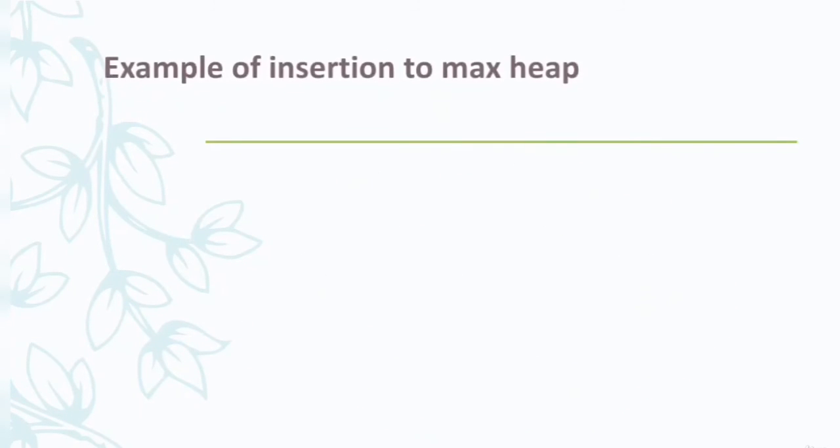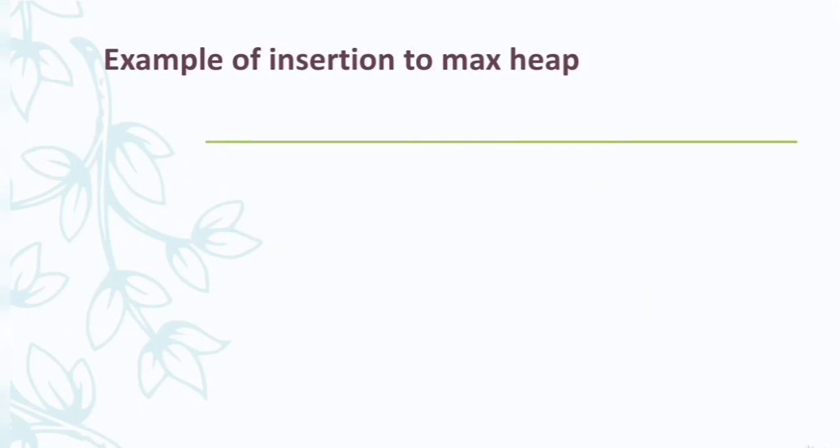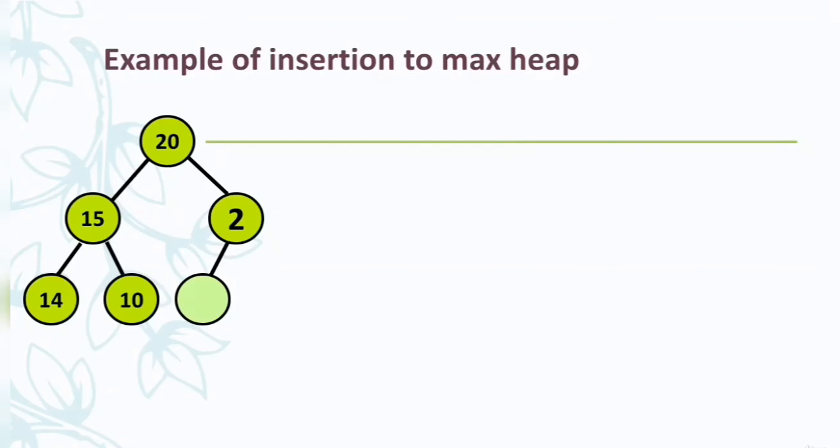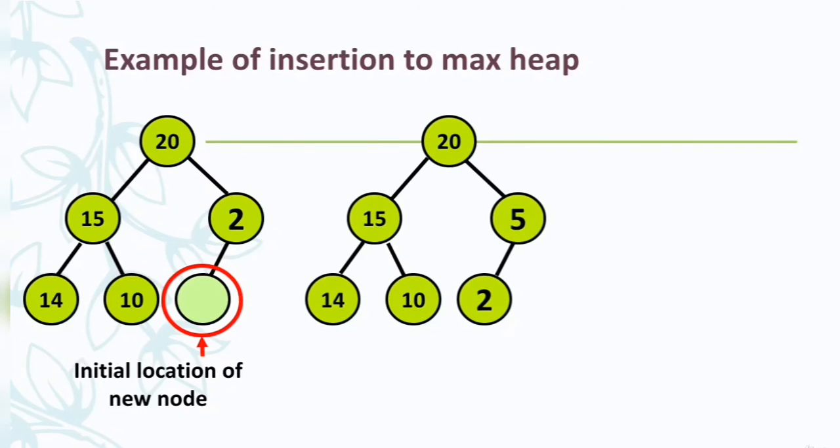So let us move forward and see the examples of insertion into a max heap. In this case, the initial location of the new node is shown by this light green color. So we have to insert an element over here. How can we do that in a max heap? If we want to insert 5 into the heap, then it will go at this position and 2 will come down, as you can see in this diagram.